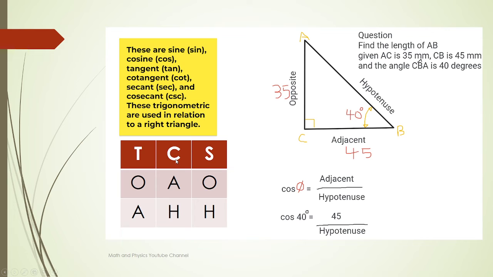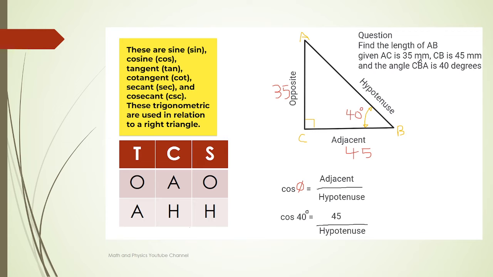Okay, so cos theta is equal to, based on our table here, the adjacent divided by the hypotenuse. So we replace theta with 40 degrees. The adjacent is 45 millimeters. You don't need to write the millimeters while you're just working through, but in the answer, you would write the millimeters, divided by the hypotenuse. Okay? Hope you're following so far.